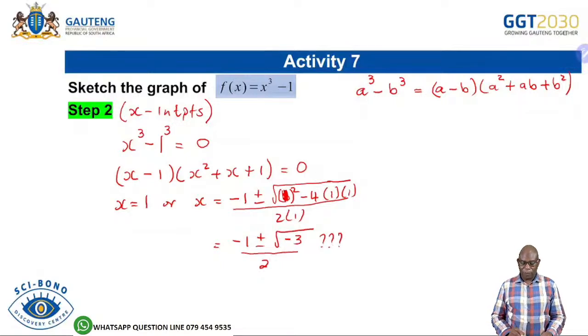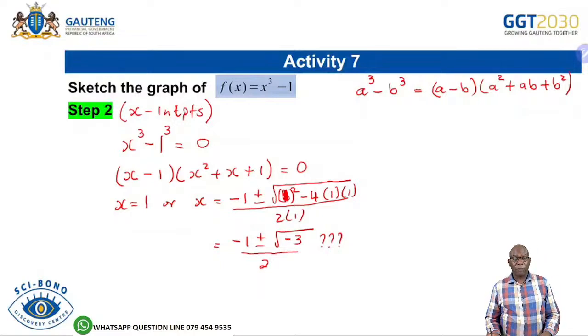And here's my problem. What is inside the square root is minus 3. And I can hear you saying, no, we can put it as i because we know complex numbers. But remember, when you're doing graphs, we're dealing with real numbers, not complex numbers. Remember, our Cartesian plane is a real number Cartesian plane. It does not have an imaginary or complex axis.